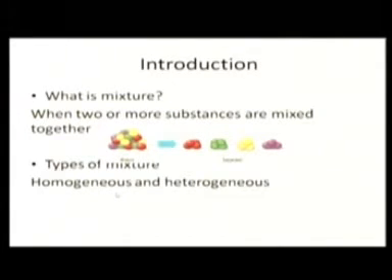Homogeneous means made up of similar kinds of substances. Heterogeneous means made up of different kinds of substances. In biological systems, we have such mixtures, which are either made up of homogeneous compounds or of different substances.